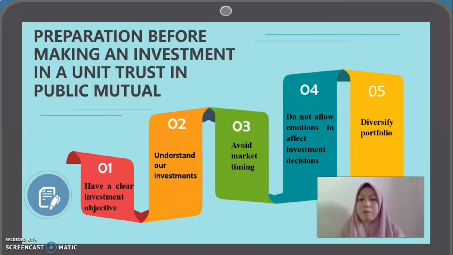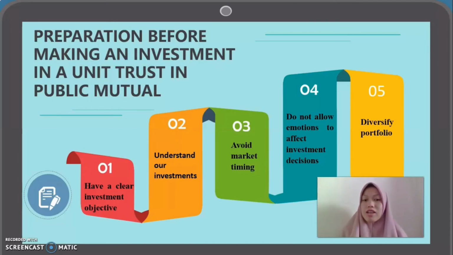Next slide is about preparation before making an investment in a unit trust in Public Mutual. First, we must have a clear investment objective. Investment objectives are an important determining factor for success in your investment. An investor must first have a clear objective before investing in any unit of the fund. This is to ensure and identify the risk that you are capable of bearing, appropriate to the level of risk you choose.